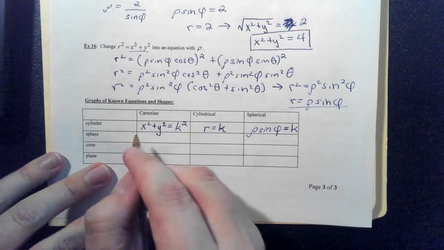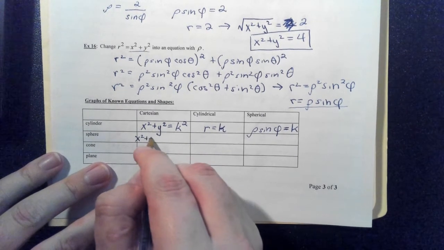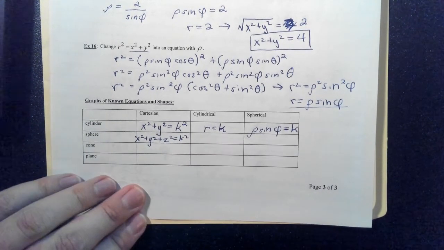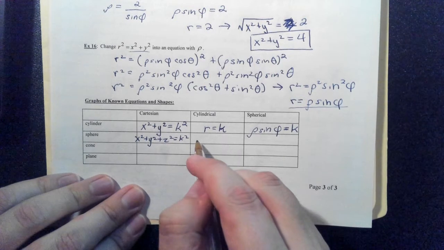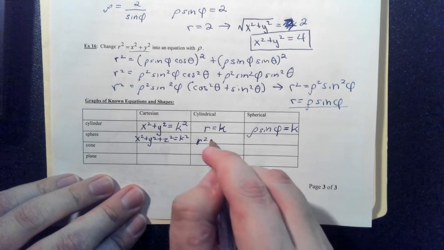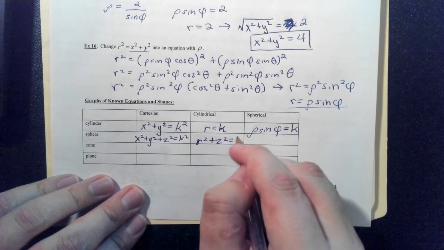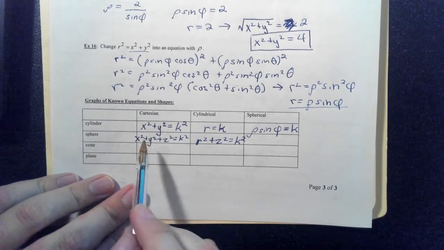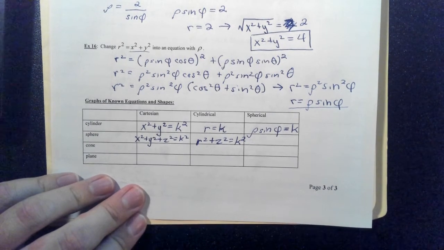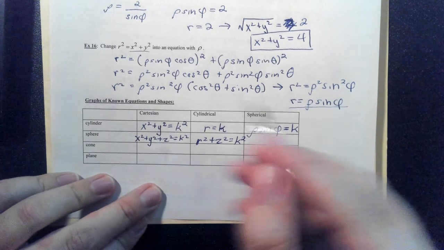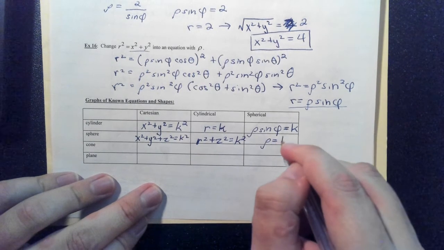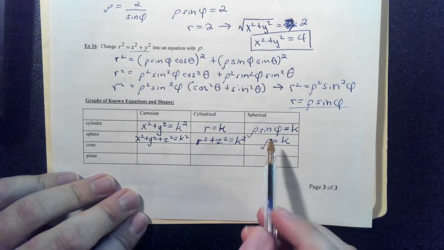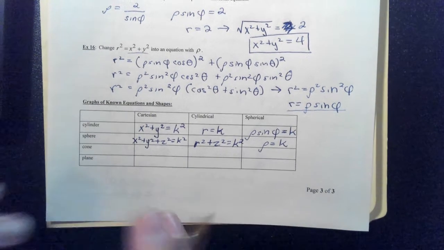How about a sphere? Sphere has equation x squared plus y squared plus z squared equals k squared. In cylindrical, that would be r squared plus z squared equals k squared. In spherical, x squared plus y squared plus z squared is just rho squared. Rho squared equals k squared, so here I could just say rho equals k. Again, that's why it's called spherical. If I take that first coordinate and set it to a constant, I'm describing a sphere.